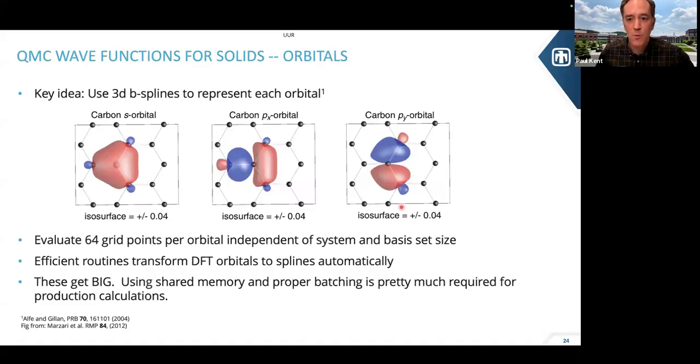What I wanted to mention is that QMCPACK also has an implementation of periodic Gaussians or periodic LCAO, which currently talks to PySCF. It could straightforwardly talk to other codes. So that's a different trade-off, where it has a basis set that's quite low memory, very low memory by comparison, but then you have to choose the basis set.